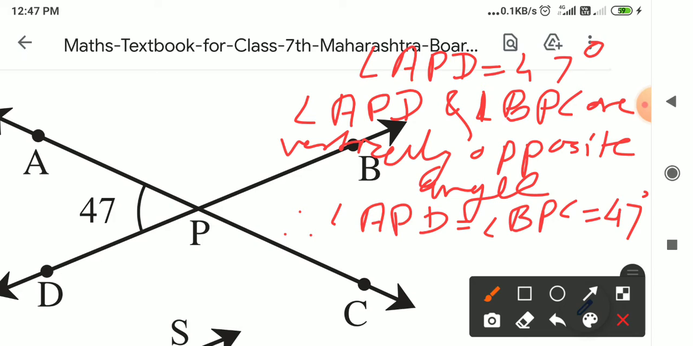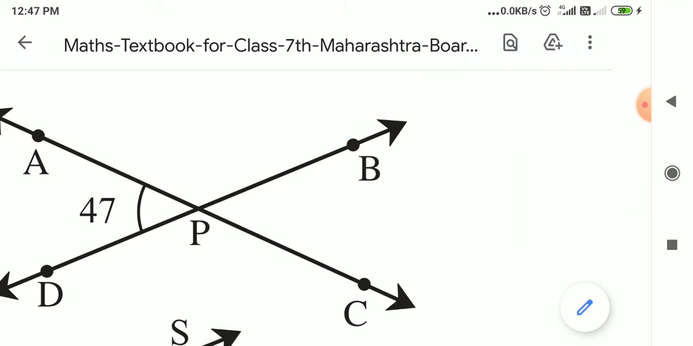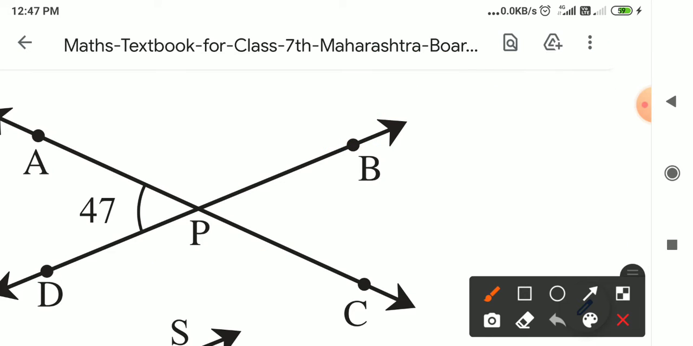Note this down, then I will tell you how to find the measures of the remaining angles. So I will cut it now. The next step of this example is the angle APD.